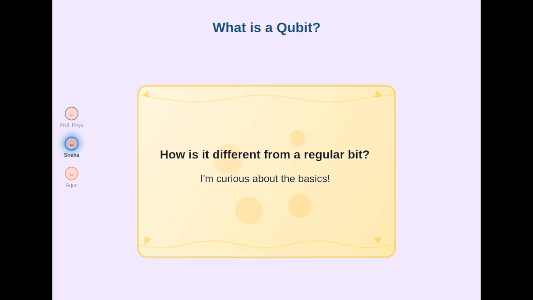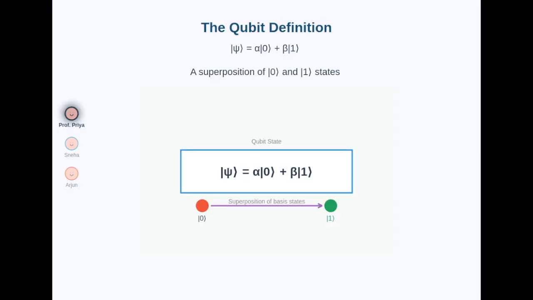Professor, I know classical bits can be 0 or 1, but what exactly makes a qubit special? Great question, Sneha. A qubit is represented as psi equals alpha times state 0 plus beta times state 1. Unlike classical bits, qubits can exist in a superposition of both 0 and 1 simultaneously.